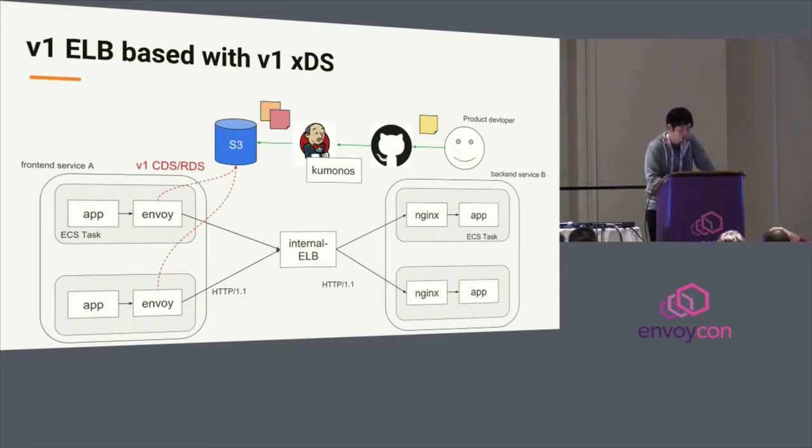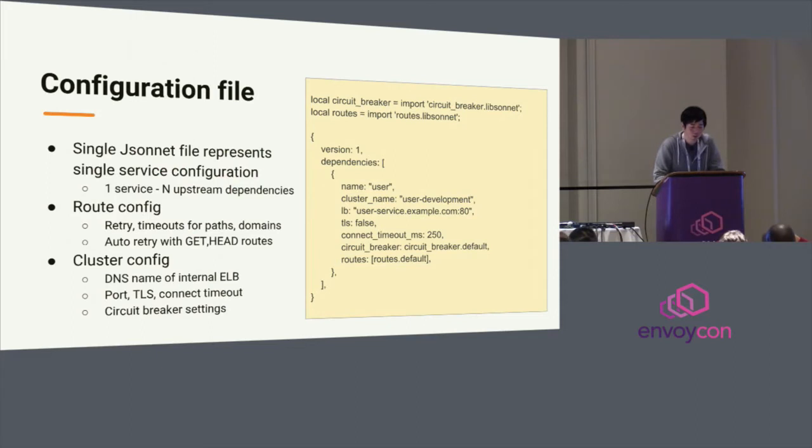In this way, our plain JSON over H1 service communications were working in our V1 service mesh. This is V1. So let's see the configuration file. It abstracts Envoy's configuration. We write root configuration and cluster configuration in a Jsonnet file, and a single Jsonnet file represents a single service configuration.